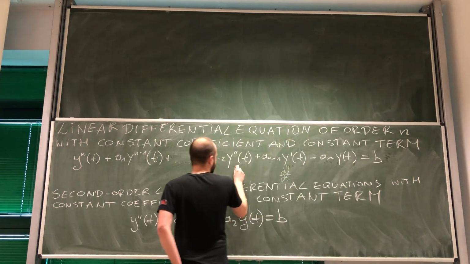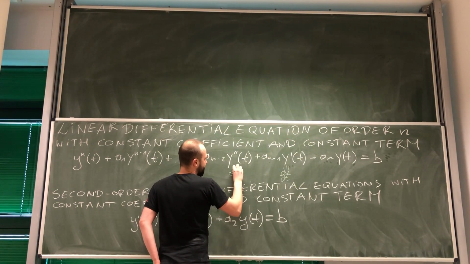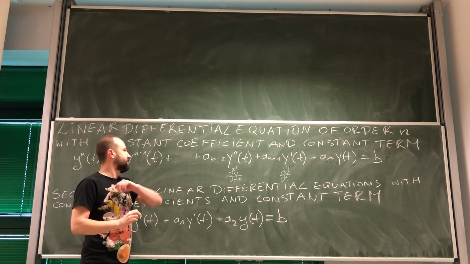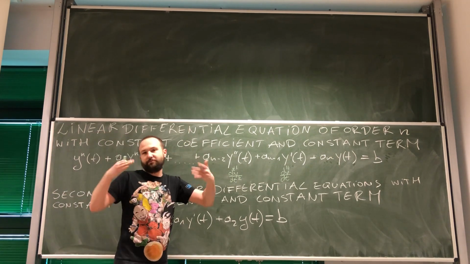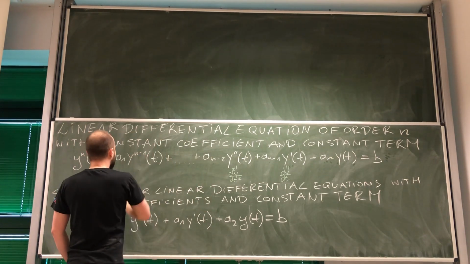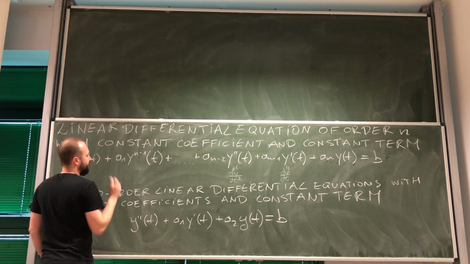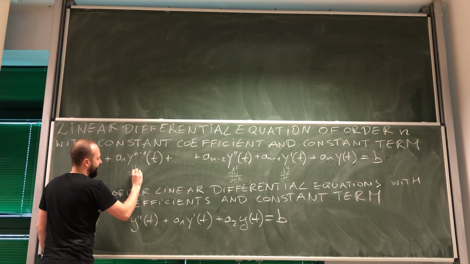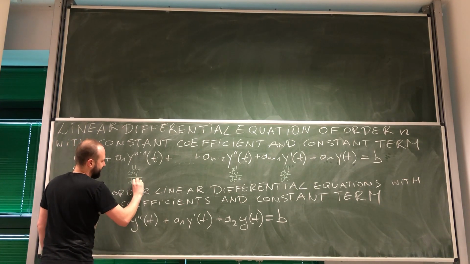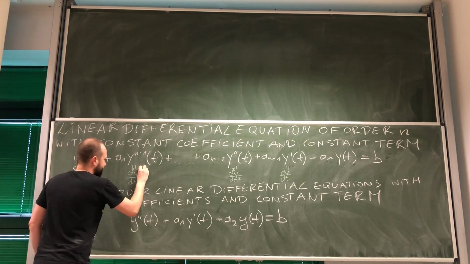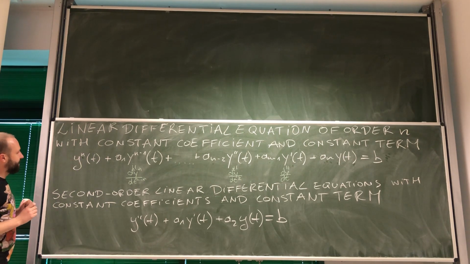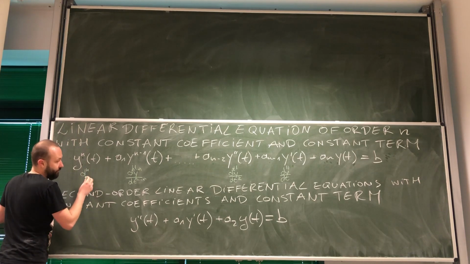Here we've got the second derivative, d squared y dt squared, and a constant coefficient on it. So it's multiplied by some number. And we go on like this until we arrive at the derivative of y of order n minus 1 with respect to t. And finally, we've got a derivative of nth order.